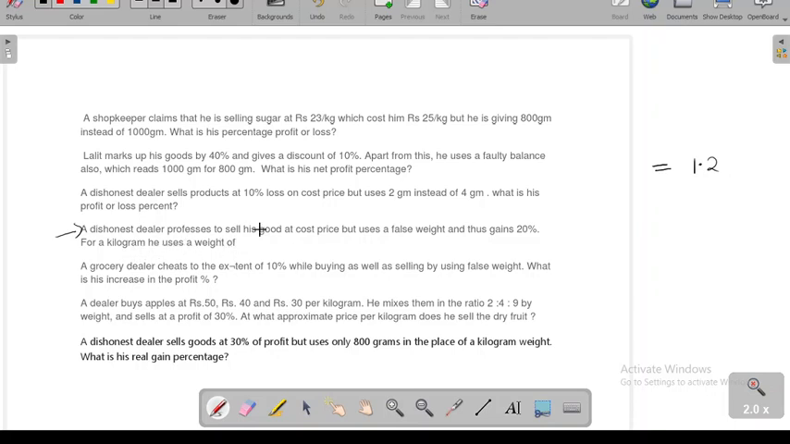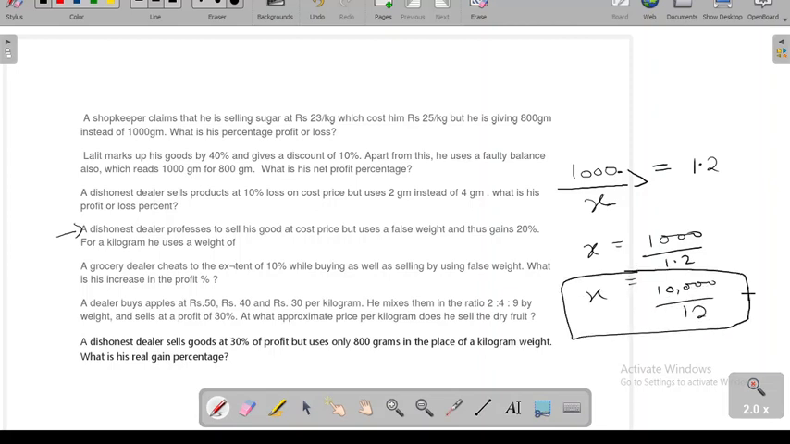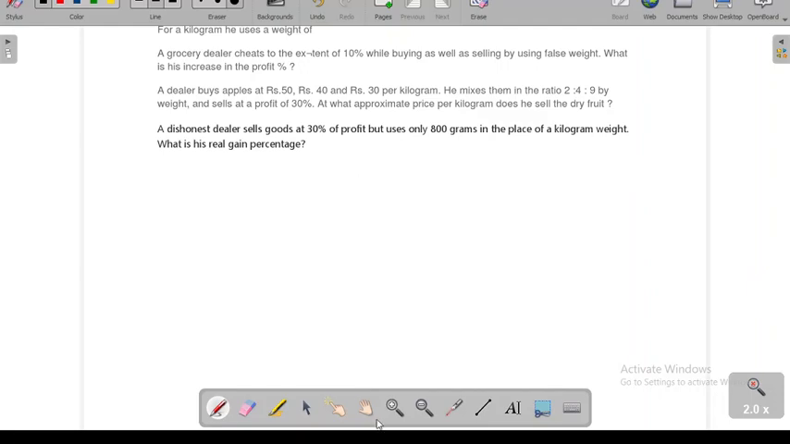For a kilogram he uses a weight of, okay, so there is something here. We know that if he is using faulty weight, then this value must be greater than this value, and the base value would be 1000. No, he is selling less. Okay, my bad. So base is 1000, but he is selling something less. Let's say x. So our answer would be x = 1000 by 1.2, or we can say 10,000 by 12 is the final answer. This is what he is actually giving. Yeah.